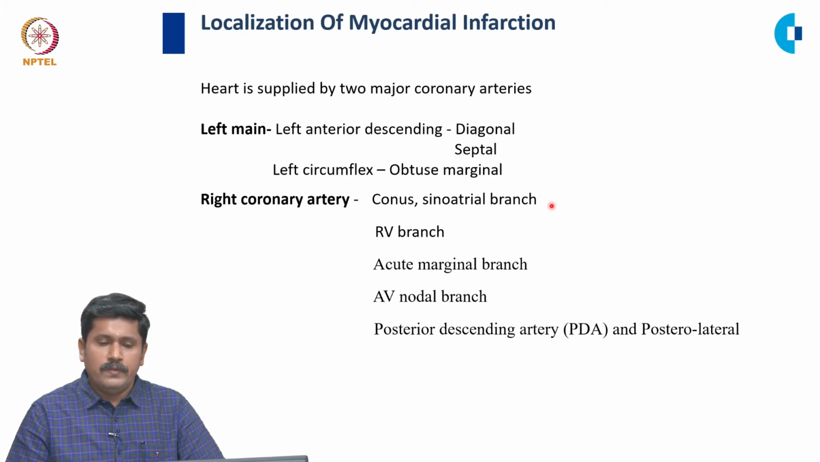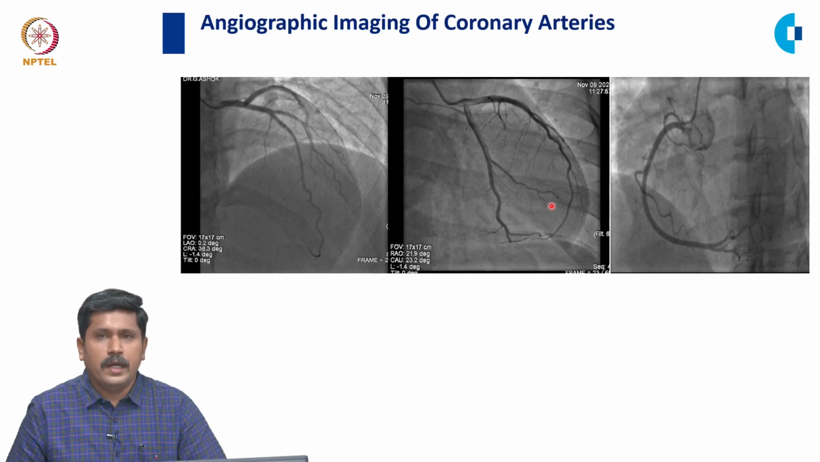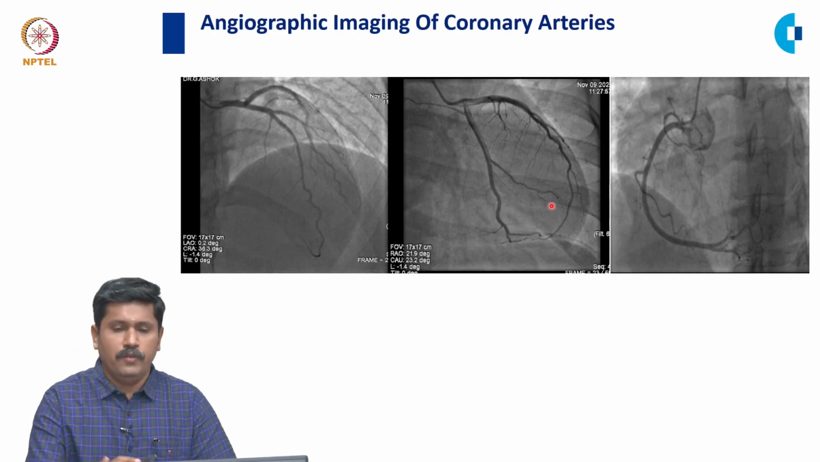Right coronary artery, it has various branches. The first thing is a conus and sinoatrial branch, RV branch, acute marginal branch, AV nodal branch, and distally it divides into posterior descending artery and posterolateral branches. So, this slide shows the angiographic imaging of coronary arteries.